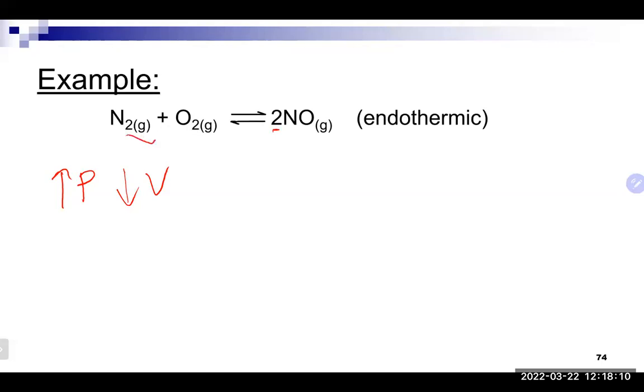But looking at this, we do have 2 gas molecules here, and we also have 2 gas molecules here, which basically means it's a push. There is no side that's more or less, and this would be, again, another situation where you would end up with no change in this particular case. So yeah, that absolutely can occur in that situation. All right, any questions on any of that stuff there?